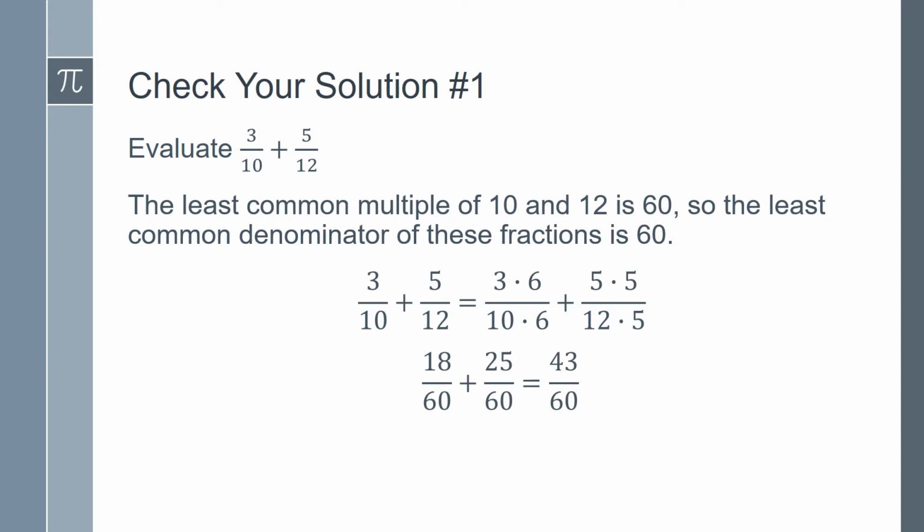This gives us 18 60ths plus 25 60ths, for a total of 43 60ths. We can't simplify, so this is our final answer. 3/10 plus 5/12 equals 43 60ths.